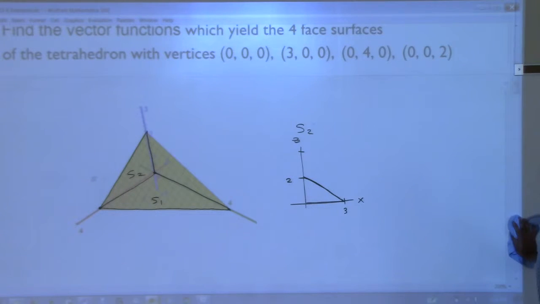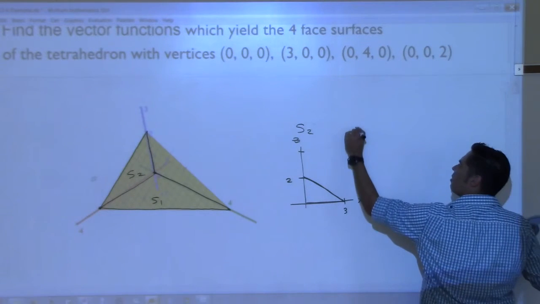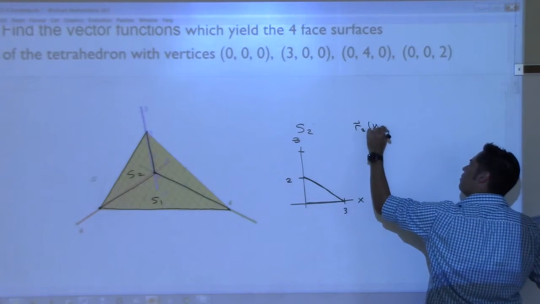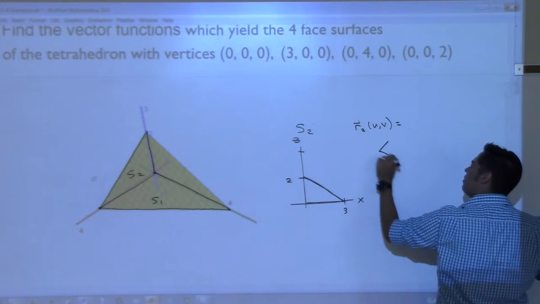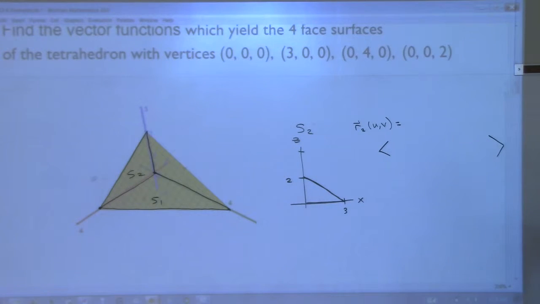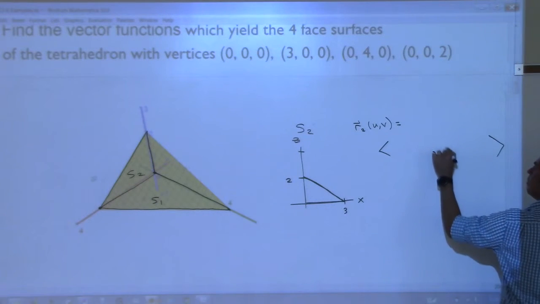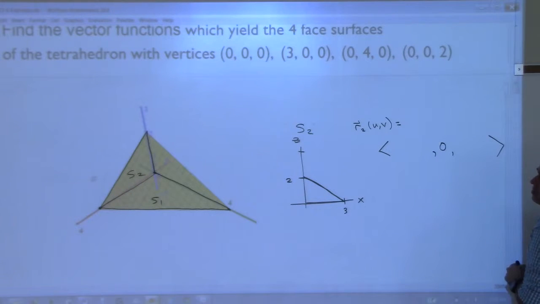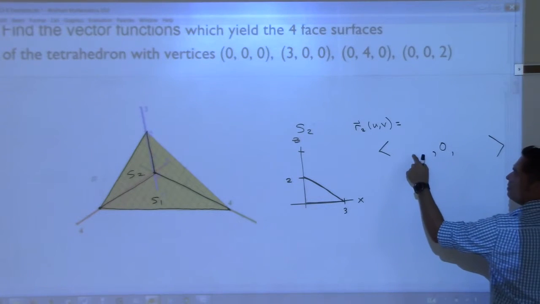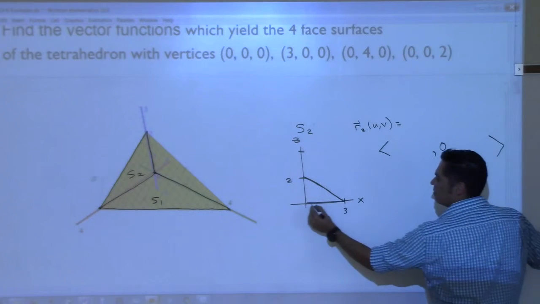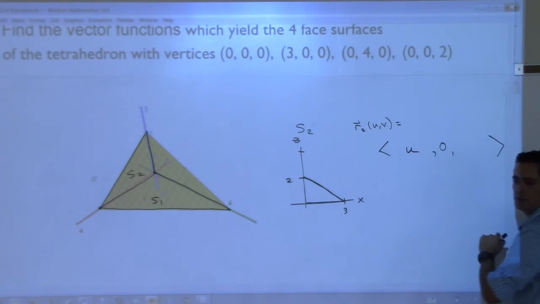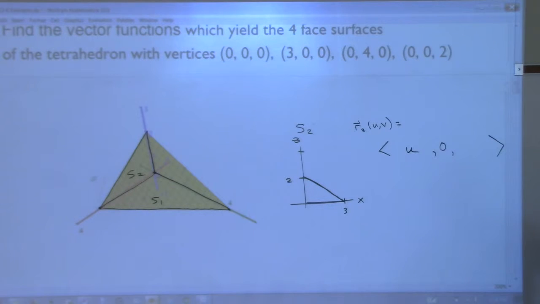This would be very similar to the last one, right? So R2 of UV should be equal to, this time what's going to be 0? The y will be 0 this time, right? And the x, I can call that the u. And then what about the z part? Call that my v, right?